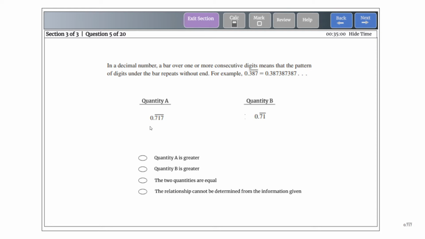If we look at quantity A and quantity B, they look similar, and if we only think, okay, this one goes 717, but this one also goes 717.